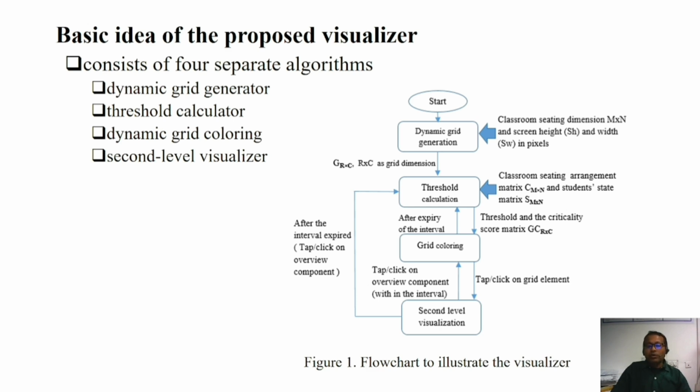If a teacher taps or clicks on a particular grid element, the second level visualization appears. The second level visualization represents 2 views: one is an overview, another one is a detailed view. After every expiry of the interval, it recomputes the threshold and grid coloring.